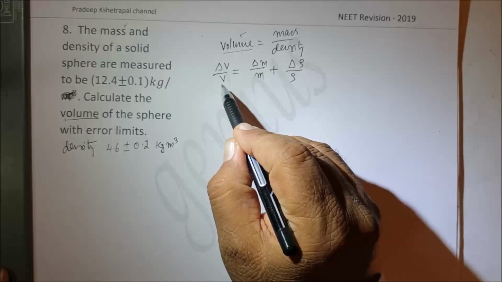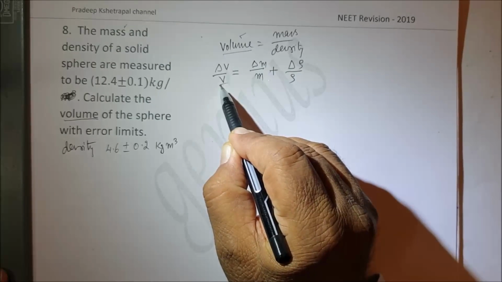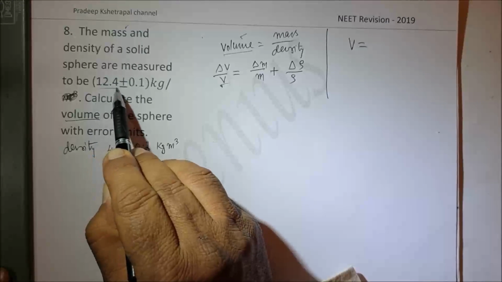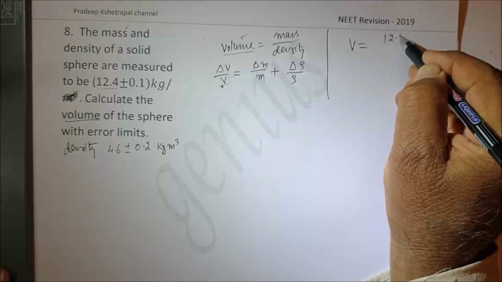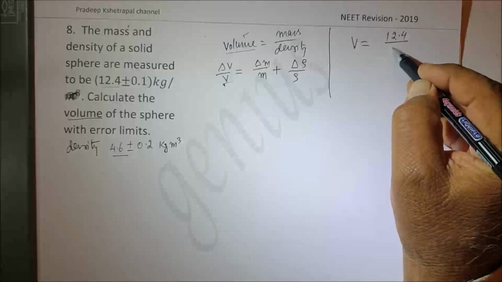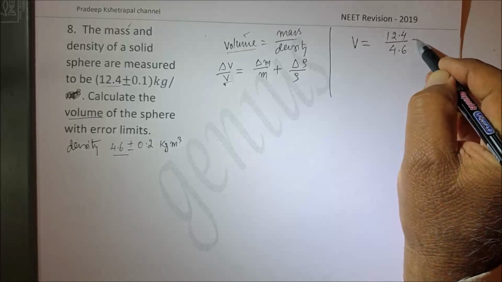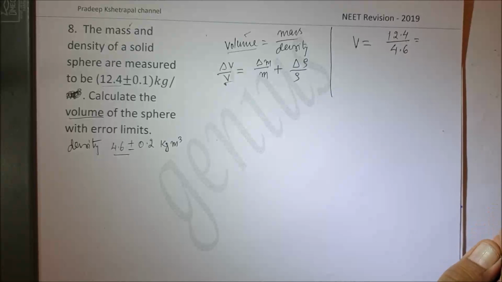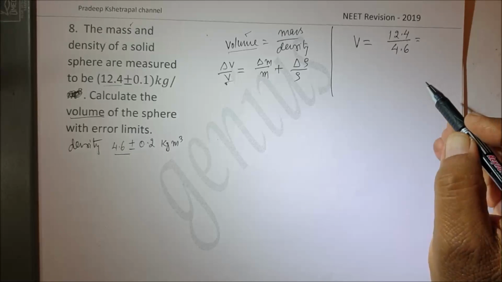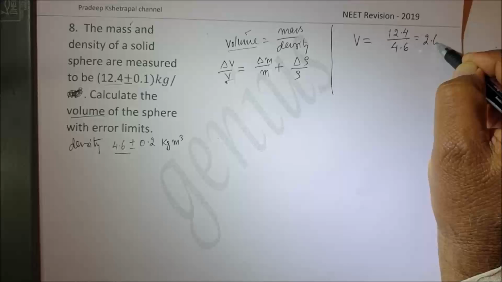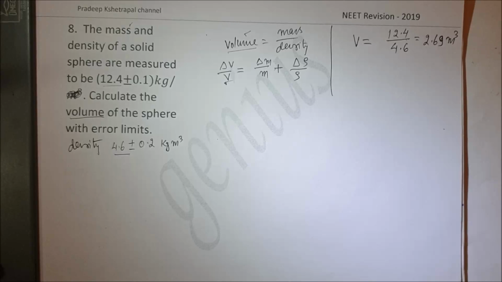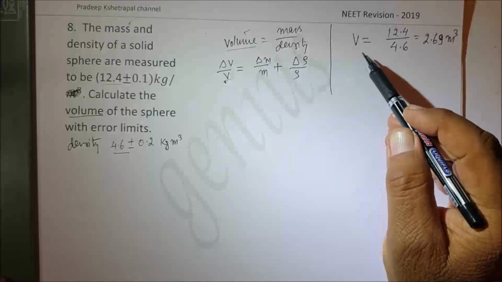First we calculate the mean value of volume. How do we calculate? V is equal to, here mass is given to us, mean value 12.4, divided by mean value of density, that is 4.6. So this gives us the value of volume of the material, which is 2.69 meter cube. Okay, so this is mean volume. Now we have to find out error.